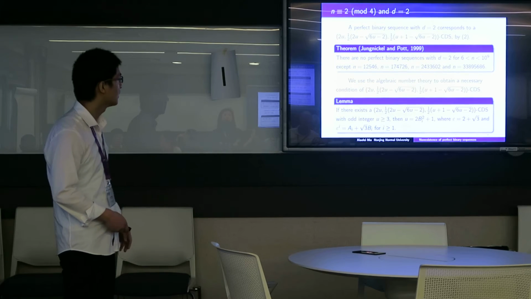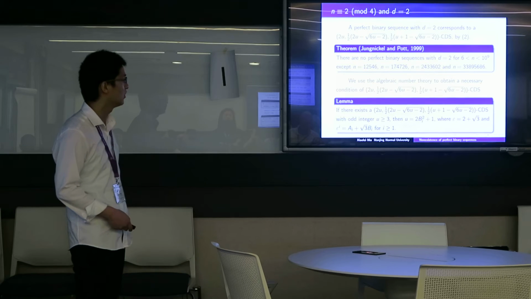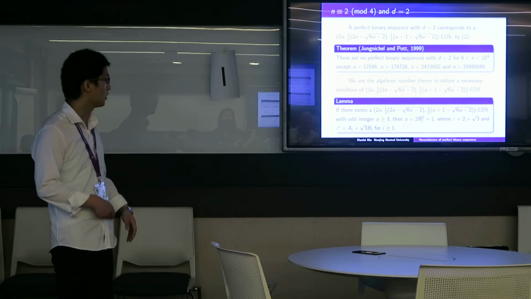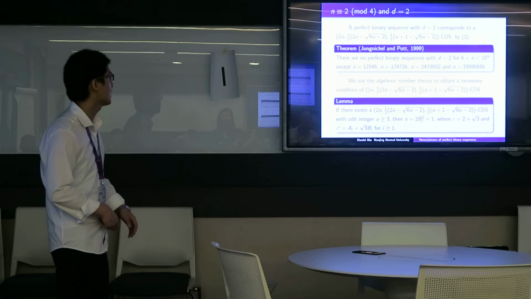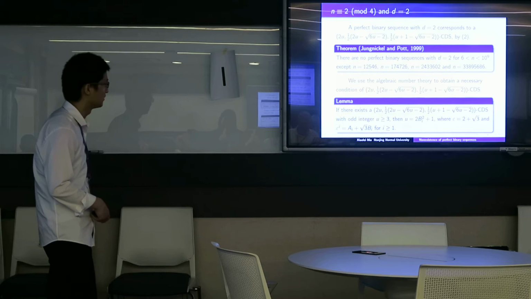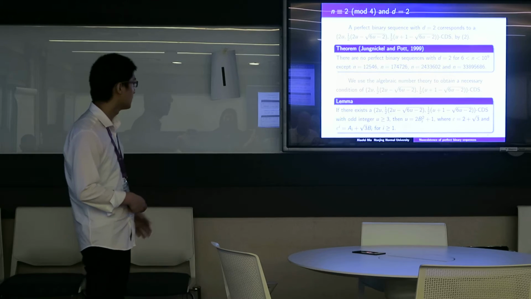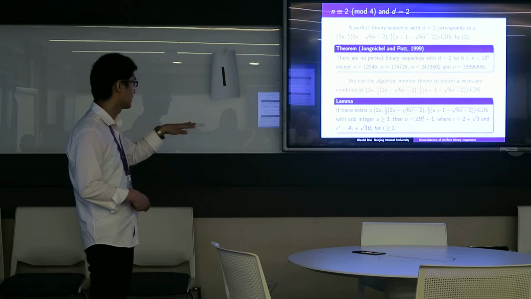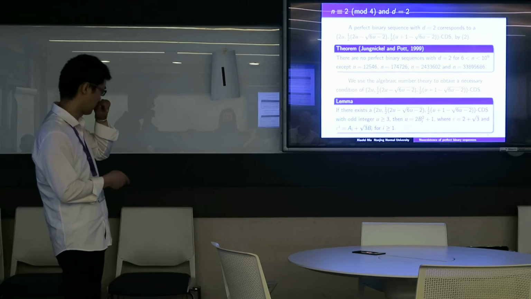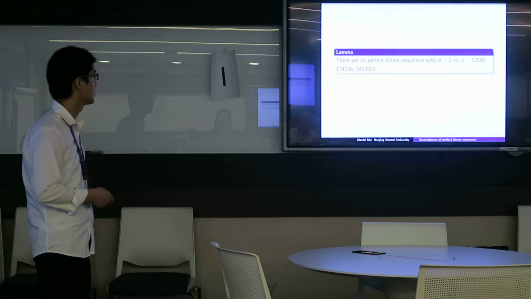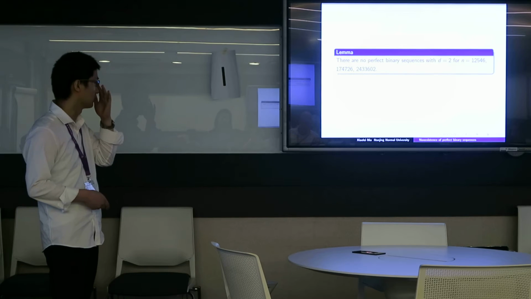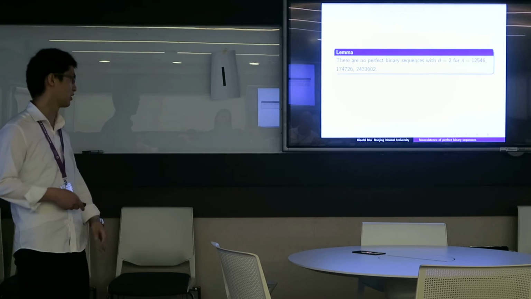In 1999, Jedwab and Pott gave the following results, leaving four cases as open problems. We use algebraic number theory to give a necessary condition. In this lemma, we use a pair to complete the argument. So we prove three of the four cases have no perfect binary sequence.